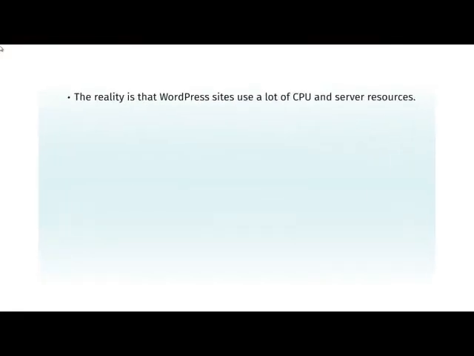Now, bear in mind that the reality is that WordPress sites, in general, after they have become bloated, use a lot of CPU and server resources. I want to be clear that when you install WordPress by default with nothing on it, it usually runs very, very fast. It's usually because things are added to it, like plugins, like images, like other code, that tends to slow it down.